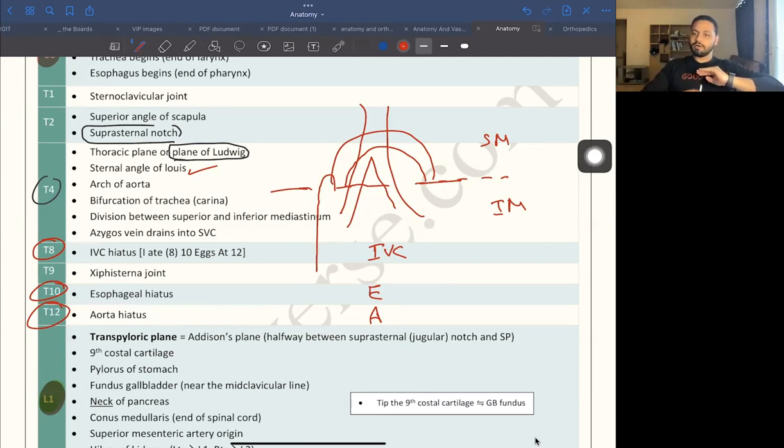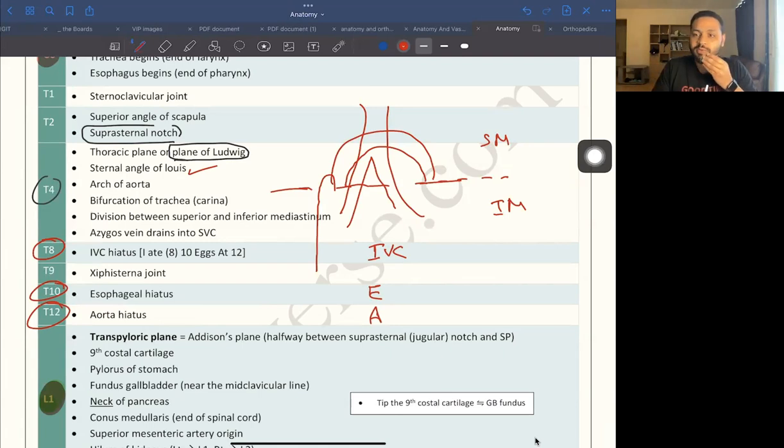So from the end of this area of the diaphragm, there is an opening for the aorta at T12, and then the esophagus at T10, and then the inferior vena cava at T8. So this is actually very important. You need to remember it.